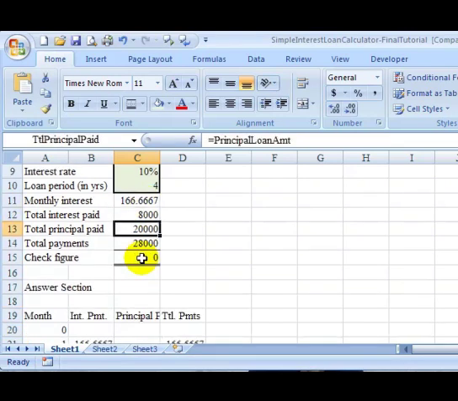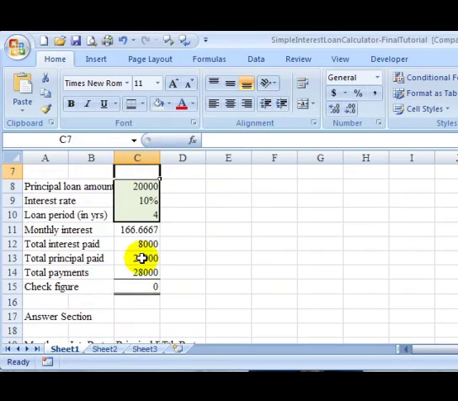So it seems like we reconcile. Maybe we should test a couple items. Why don't we change the principal loan amount to be $50,000? Why don't we change the interest rate to be 0.08? It's nice to have a few check figures so you can make sure that your math works.